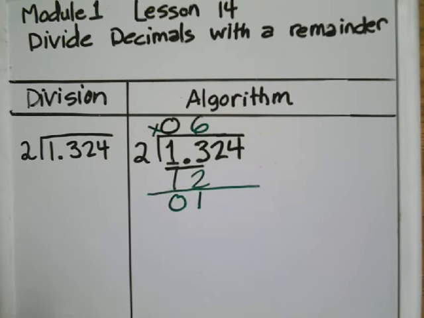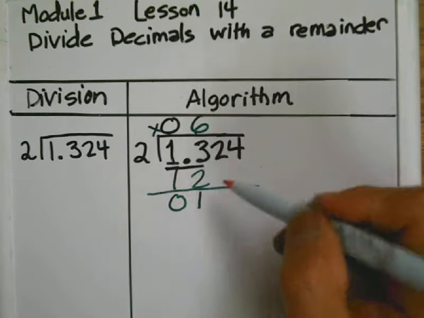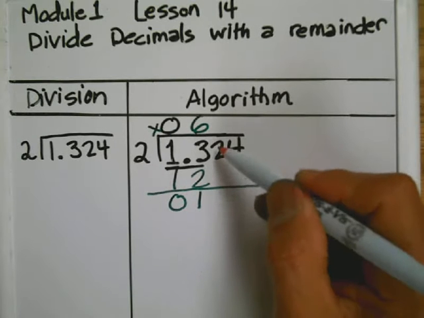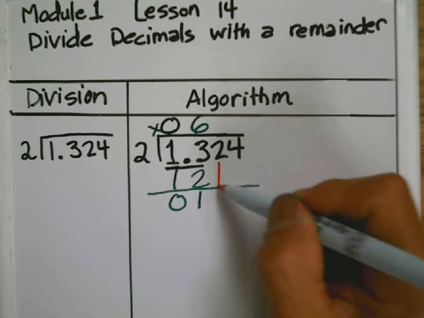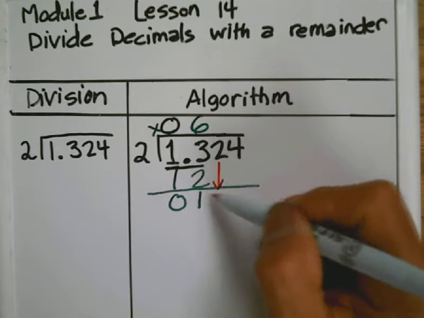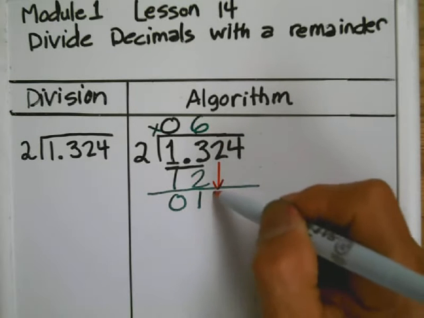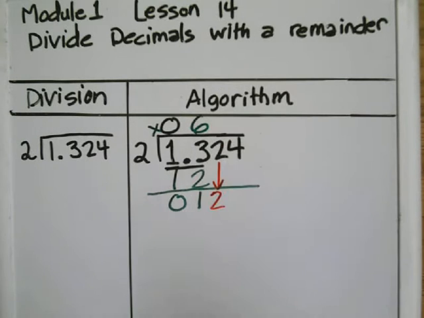Correct? Now, we have another place value, which is you call this the hundredth. We'll lower that to next to the 1/10 that was left. So now we have 12.